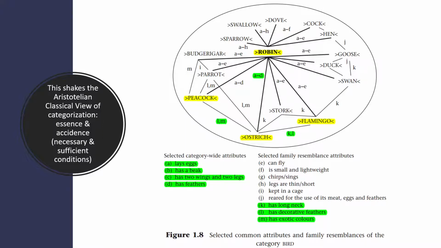This shakes the Aristotelian classical view of categorization, which, in other words, is the idea that there are attributes that are essential and others that are accidental. Necessary and sufficient conditions used to be the criterion applied in deciding whether a member or a potential member would belong or not to a given category. But from what we have discussed, this view is not so helpful when you're trying to apply it to the real world.